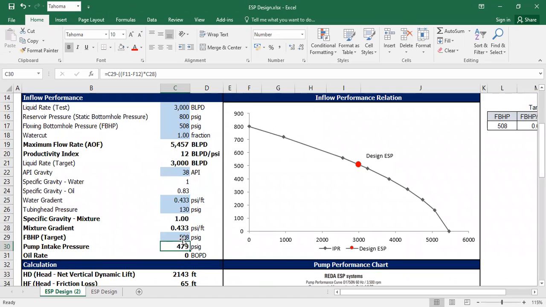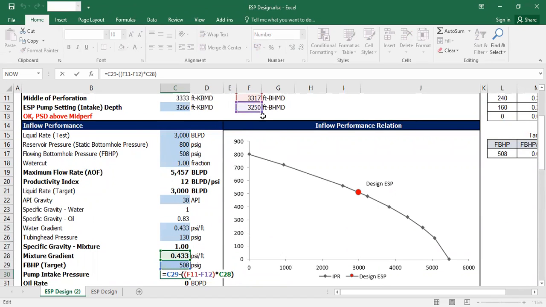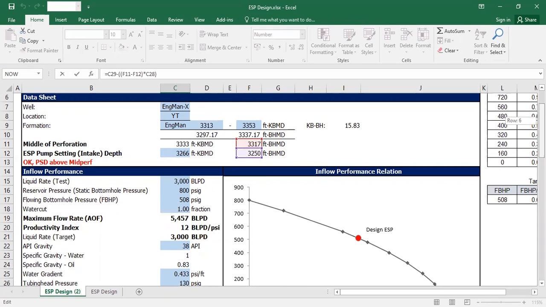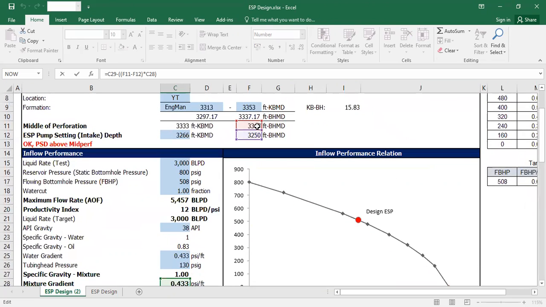And the pump intake pressure will be calculated, so let's check the formula. The pump intake pressure is the flowing bottom hole pressure minus the distance between the pump setting depth and the middle perforation. But be very, very careful here. It's a hydrostatic calculation, so you cannot use measured depth. You need to use true vertical depth, because it's a hydrostatic computation.